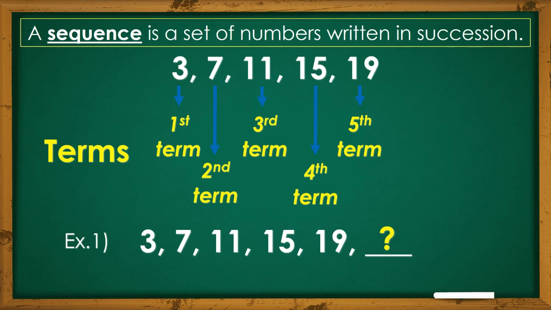Ano kaya ang maaaring sumunod sa 19? Tingnan natin ang pattern. Yung 3 ay naging 7 by adding 4. Sinundan ng 11 ang 7 by also adding 4. And so on and so forth hanggang makarating ng 19. Tama, mag-a-add tayo ng 4 sa 19 para makuha natin ang next term na 23. That is correct. Tingnan naman natin ang example number 2.